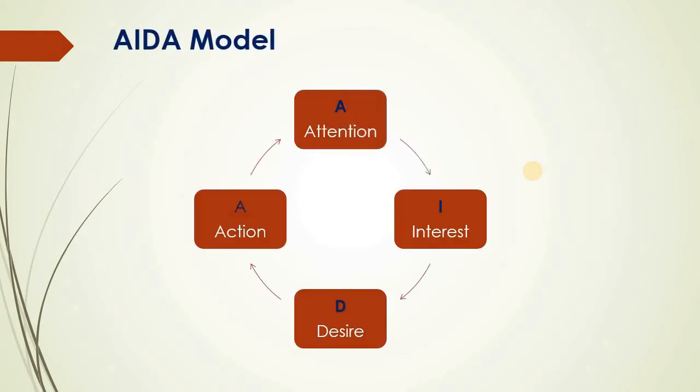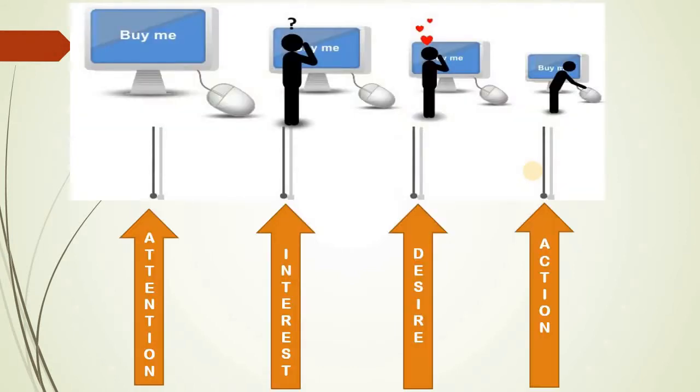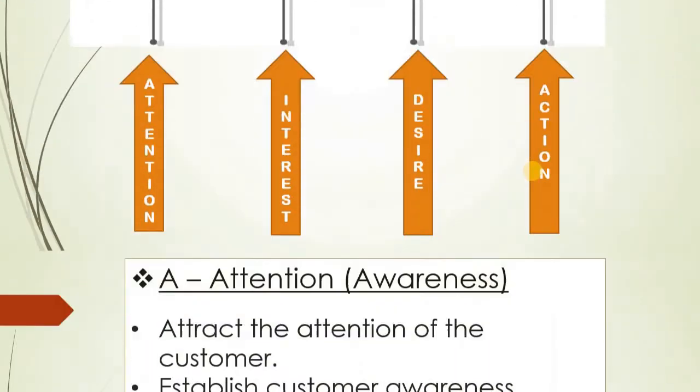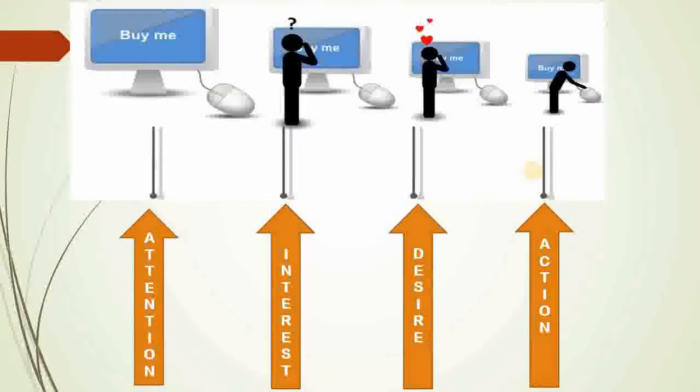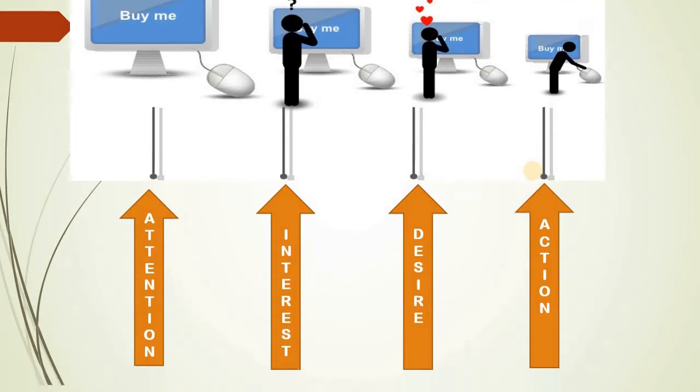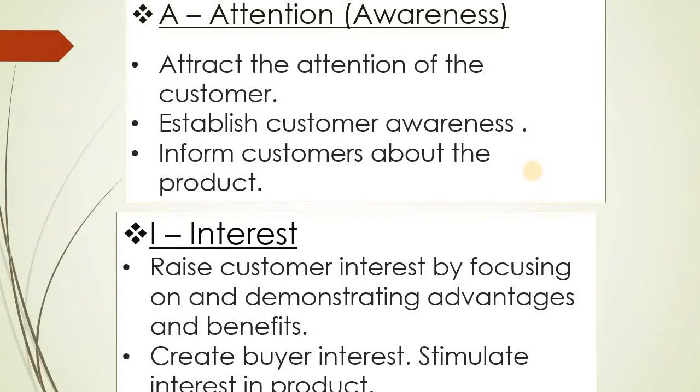Let's see the AIDA model. It is attention, interest, desire, and action. It's one round. First the customers will get attention, then they will have interest, then they will desire, then they will purchase the product. In the attention stage, as you can see in the picture, you are getting to know about the product. Then interest, you have some enthusiasm to purchase the product. Then you desire, you feel that I need to have that product, and ultimately you buy the product.